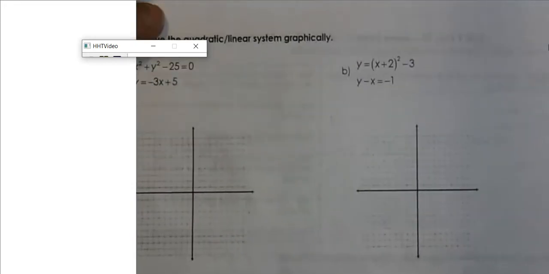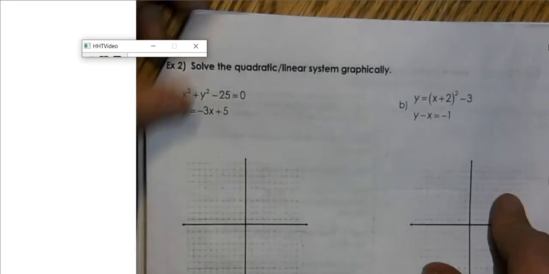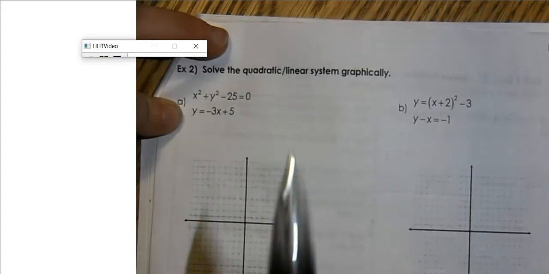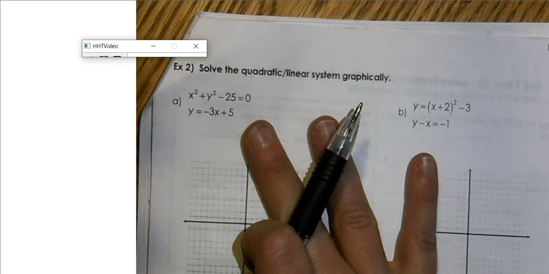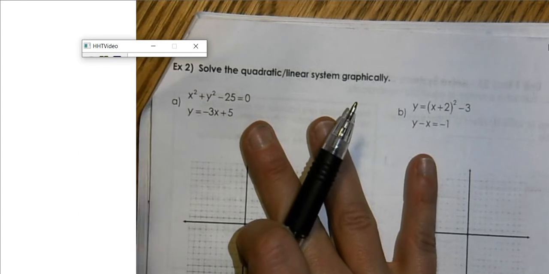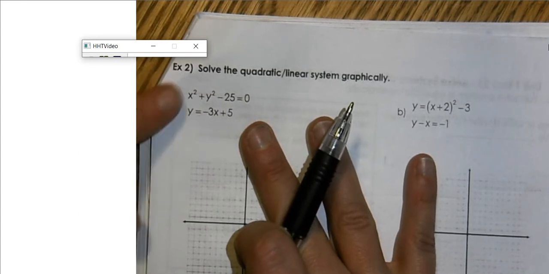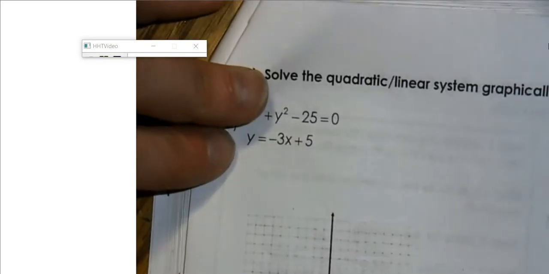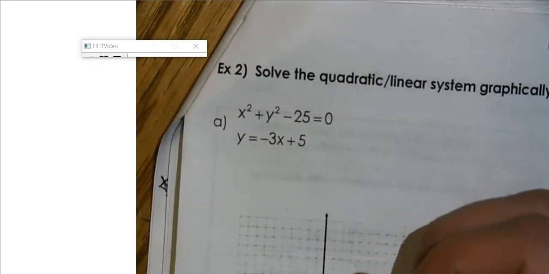So now you guys can see that we can work with circles, we can work with parabolas. So looking at example number 2, we're going to solve a quadratic linear system. And even for this first one, this is a quadratic relation. This is a circle because it has both an x squared and a y squared. So that tells you that we're going to be working with a circle for this example.